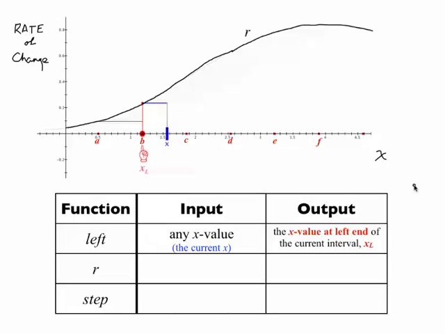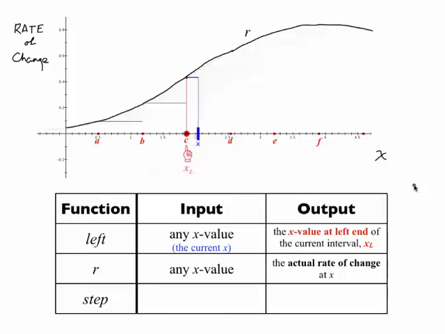All right, what about R? What's the input into R? It's also x, right? So any x value. Okay, what's the output of R? Okay, what rate of change is it? Is it a constant rate of change? Exact or approximate? R is the exact rate function. It's the actual rate of change at x. R is the curve, right? It's the rate of change function we started with.